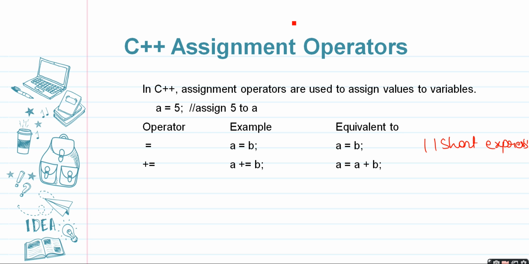Just in case of grammar, we have different symbols to emphasize our feelings. Let's say, oh wow, you are just great, so I will apply this exclamation mark, right? If I have a question, then I will apply this question mark. In the same way, these are called short expressions. Instead of writing a is equal to a plus b, I can shorten the expression using a plus equals b. I can write both.